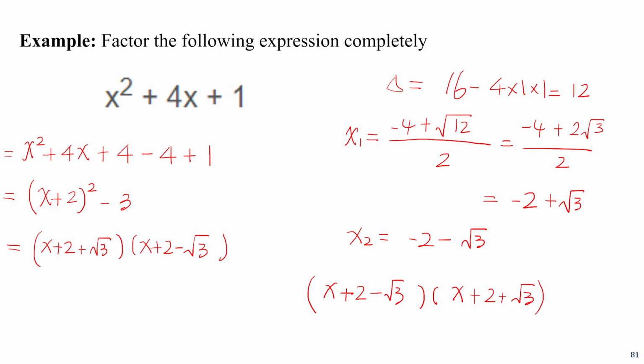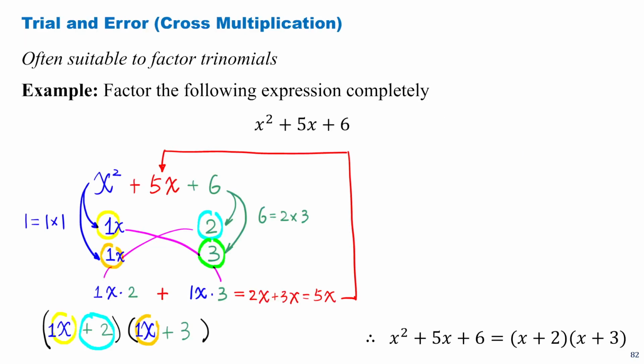And the third method we can use to factor a polynomial is trial and error method, which is commonly used to factorize a trinomial like this.